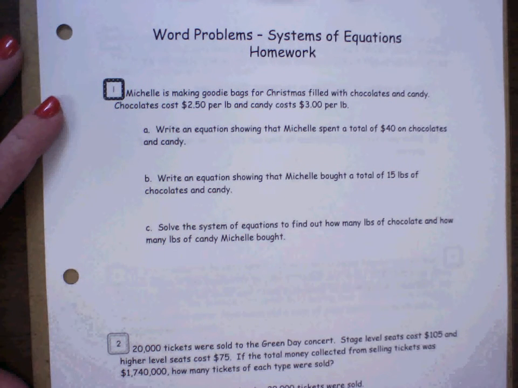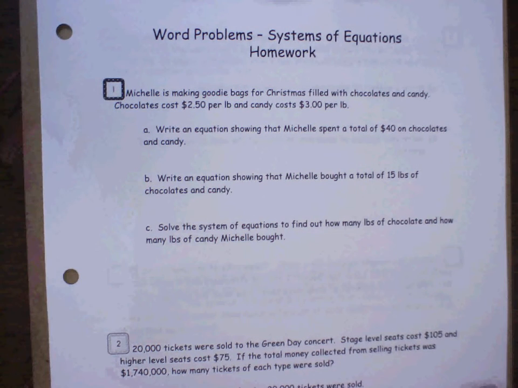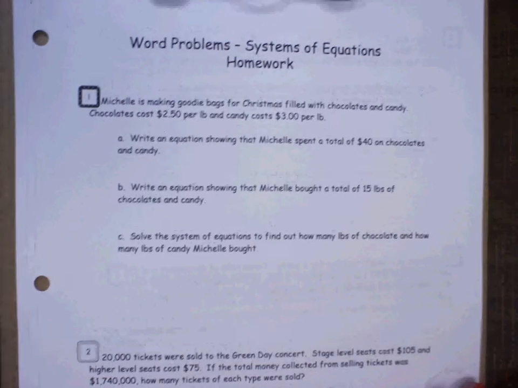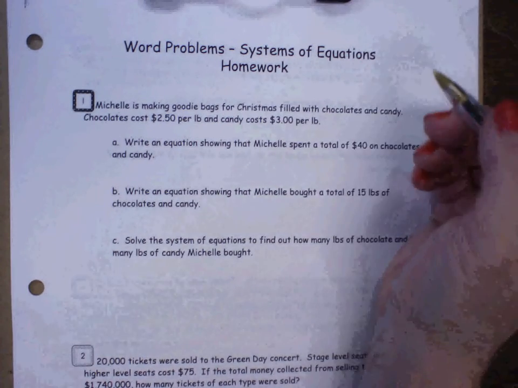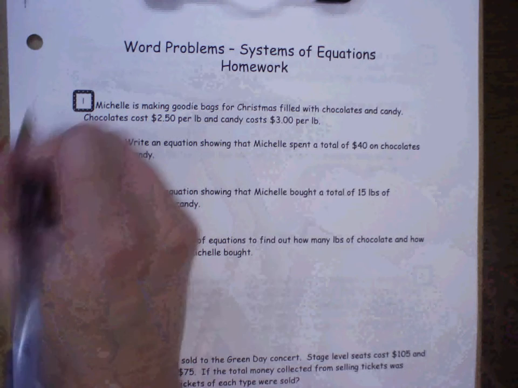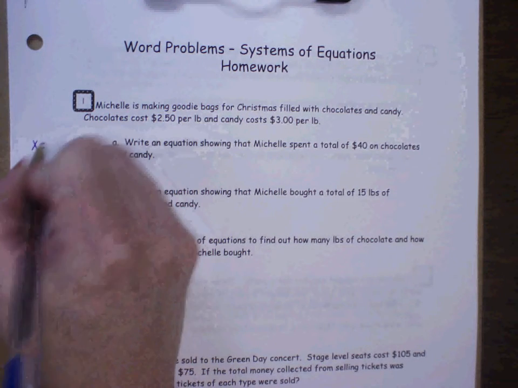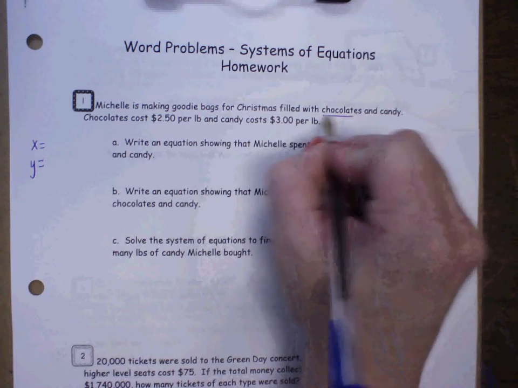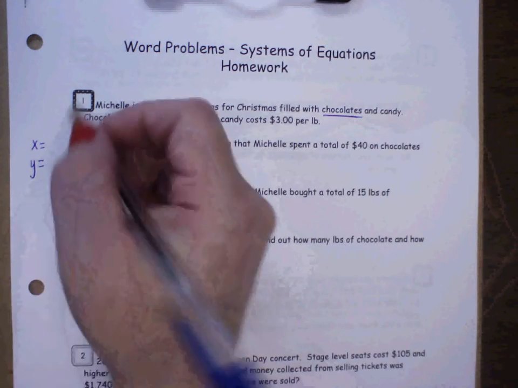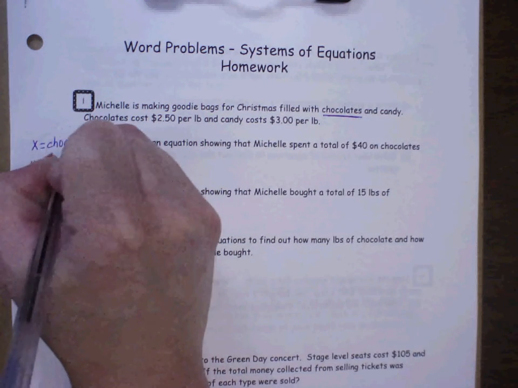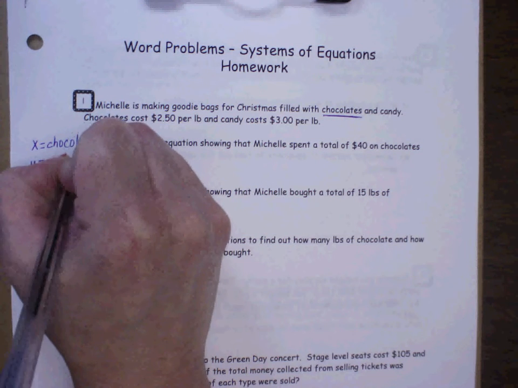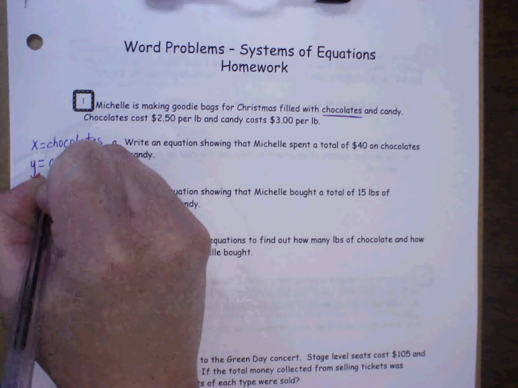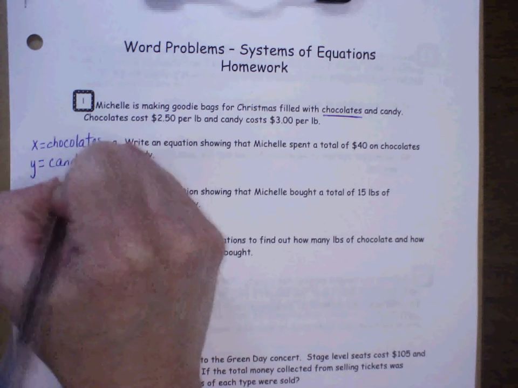All right, so the first thing that we need to do is figure out which one is your X and which one is your Y. Okay? So it really doesn't matter which one you pick. I always just go with the first one is X, the second one is Y. So I'm going to say that X equals chocolates, and that Y is your candy.